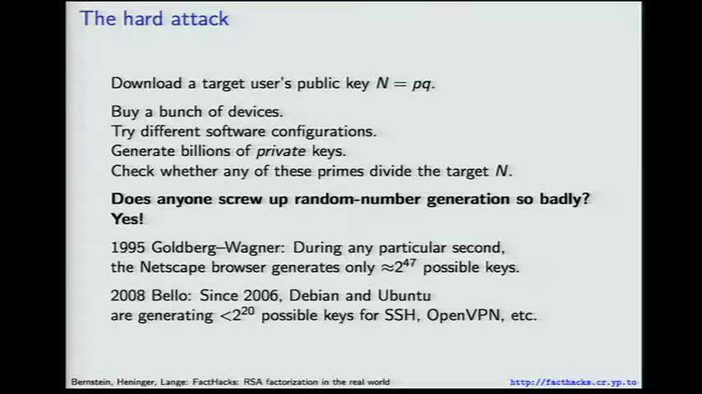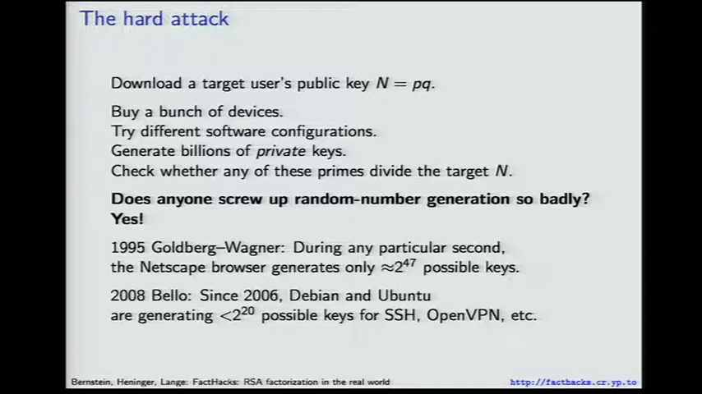Another example, the Debian bug, the horrendous failure for SSH and lots of other applications from a few years ago. Debian and Ubuntu for a year and a half were generating only, well, fewer than a million possible public keys. So complete disasters of random number generation.